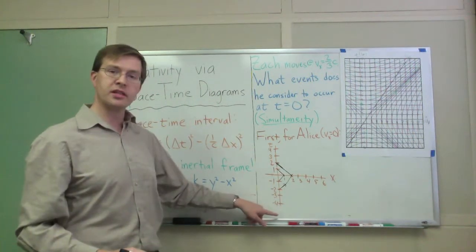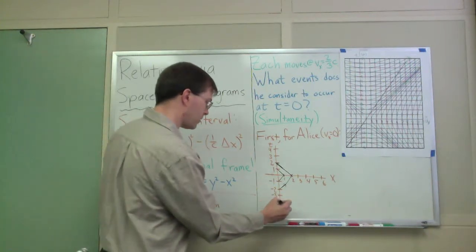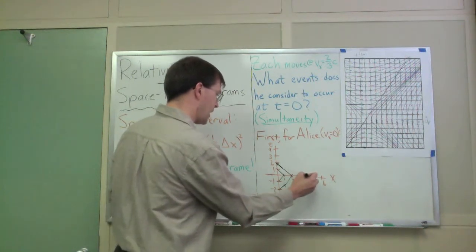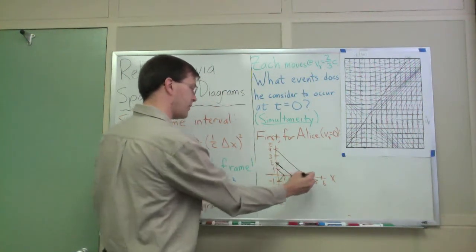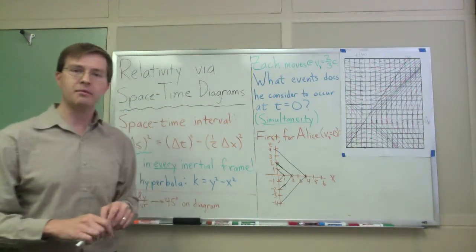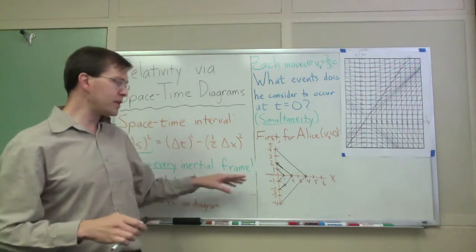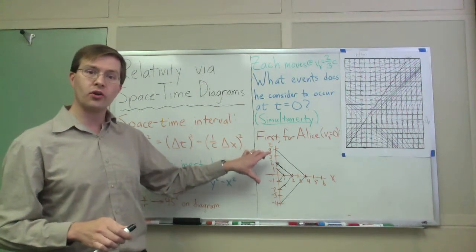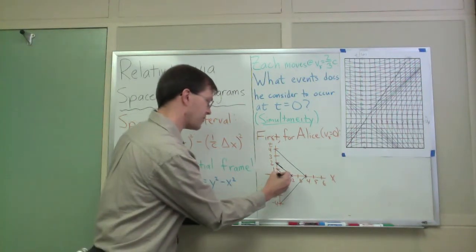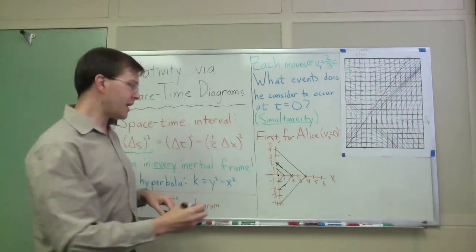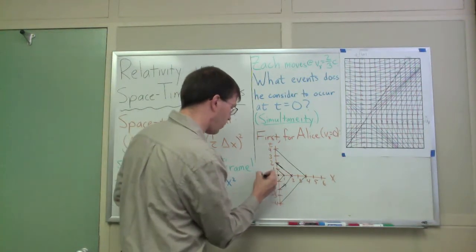If she sent out a pulse at time equals -4 and it came back at time +4, that must have happened at time 0, as understood by Alice. So you could imagine me doing this over and over and over. The origin is obviously a time equals 0 point, and then I can draw a line through all those points.